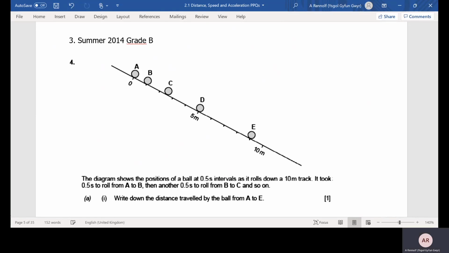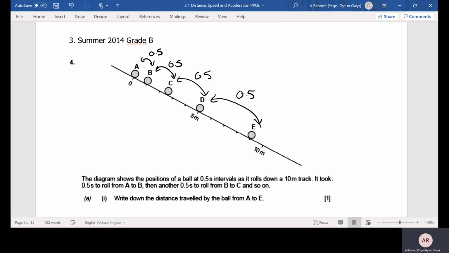Okay, so the first thing we want to do with this question is just interpret what this diagram is telling us. We're told below it that the diagram shows the positions of the ball at 0.5 second intervals as it rolls down a 10-meter track. So what we're saying there is between A and B, we have 0.5 seconds. Between B and C, again, we have 0.5 seconds. C and D, 0.5 seconds. And D and E, we've got 0.5 seconds.